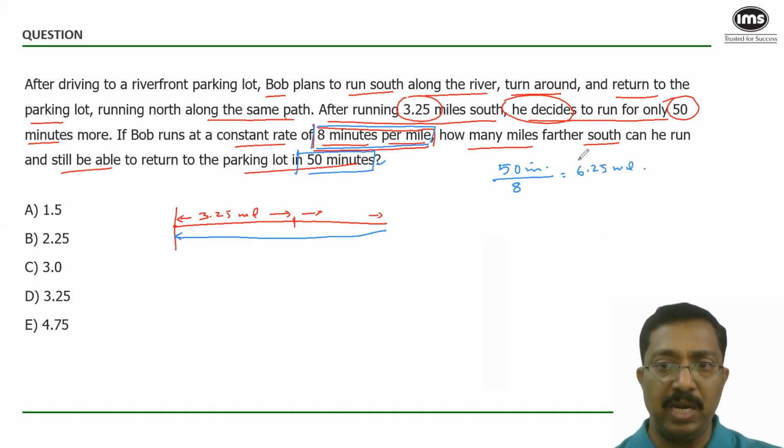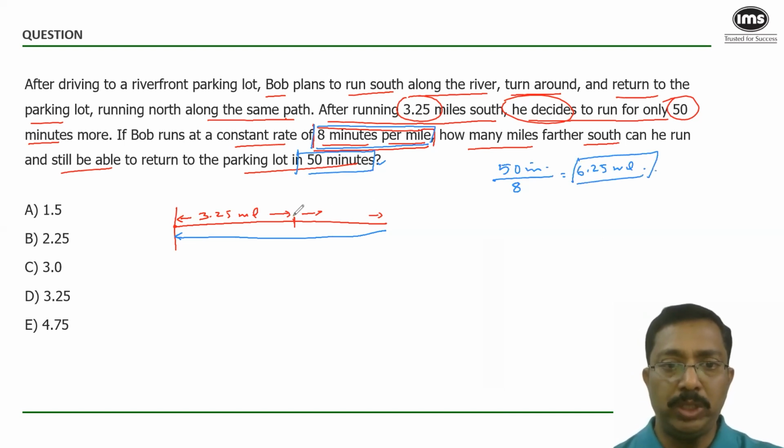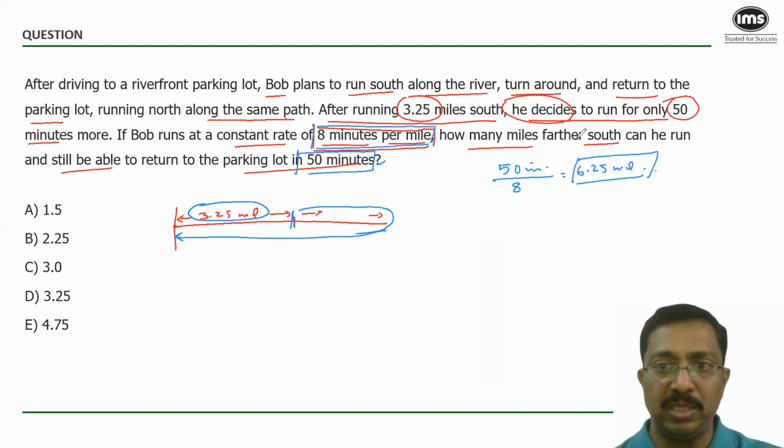And this is the miles that he would be covering in that span of 50 minutes, which means from this juncture, he would be traveling all the way down south and then returning to the parking lot. That is 6.25 miles. Now, before that, we already have this number, 3.25 miles, which he has covered before he decides to run for only 50 minutes. So the to and fro distance altogether is 9.5 miles.